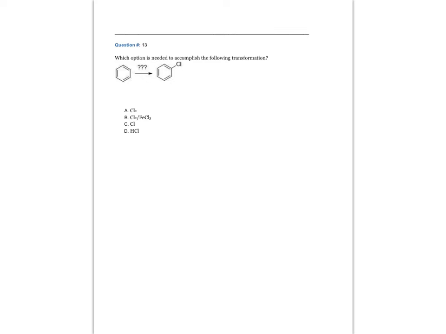Question number 13. Which option is needed to accomplish the following transformation? The answer is B, chlorine in the presence of iron 3 chloride. So this is an aromatic compound. Aromatic compounds require a catalyst in order for the substitution to take place. You think that these electrons are going around and around and around. You have to have a catalyst to get them to stop, so to speak, for a chemical reaction to occur.